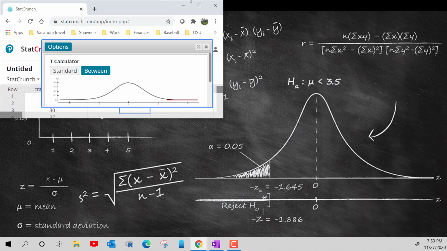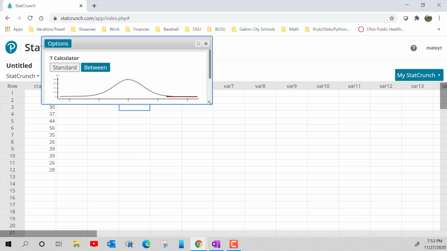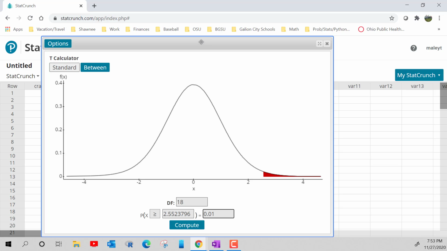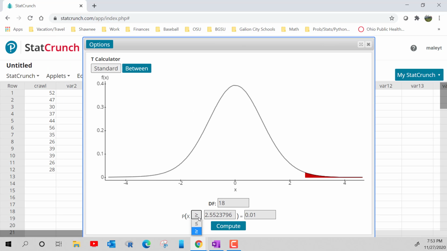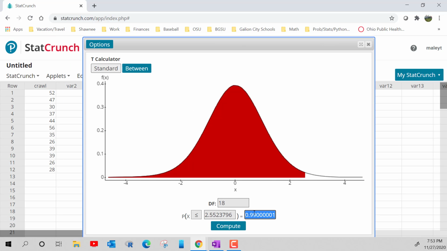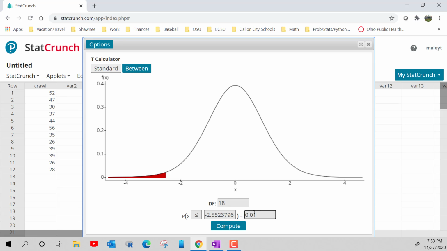If you didn't want to use symmetry that way, you could find this pretty easily. We just need to change this to be less than, and this to be 0.01 still. Hit compute, and we get negative 2.552. Right, so you can find that directly if you don't want to use that notation.